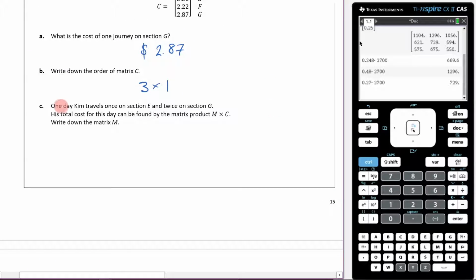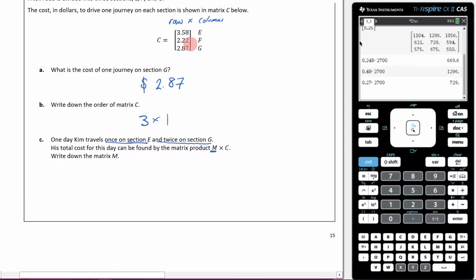It says, one day Kim travels once on section E and twice on section G. His total cost for this day can be found by the matrix product M times C. Write down the matrix M. Okay, so how are we going to do this? So we need to figure out what M is here. We know that C is what we've been given here.